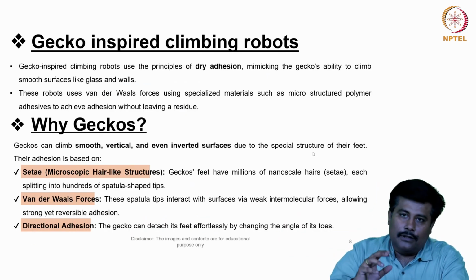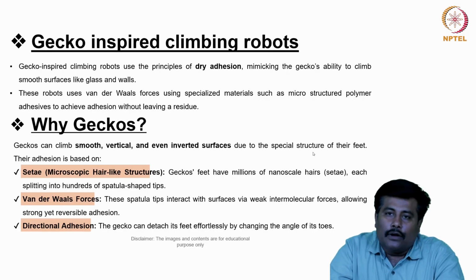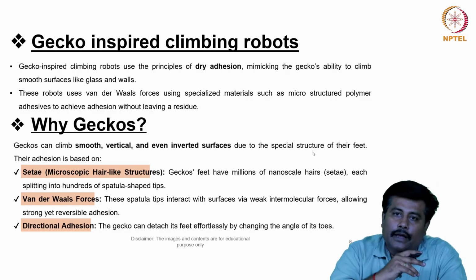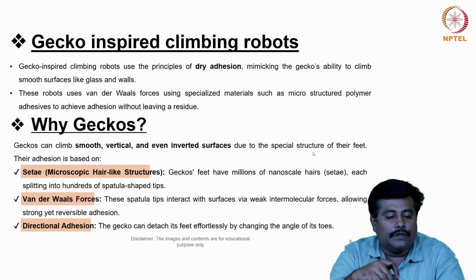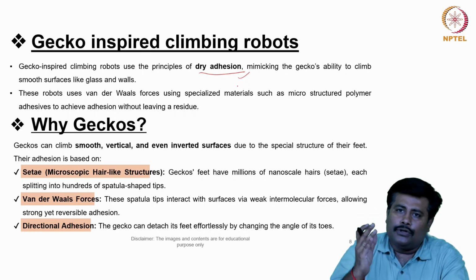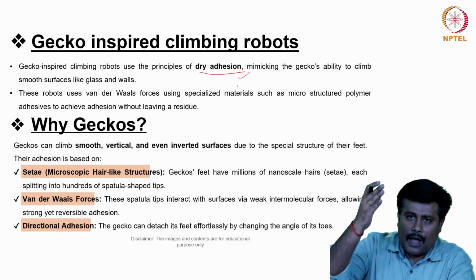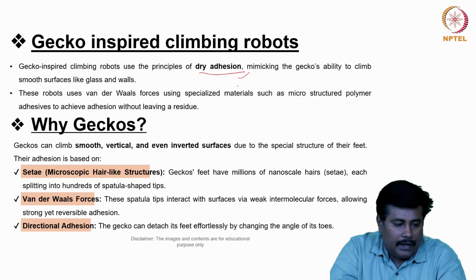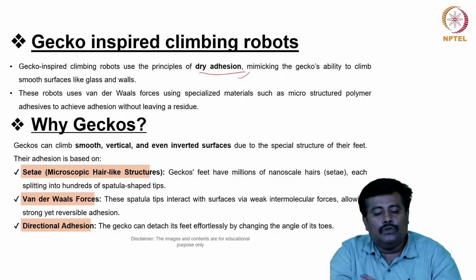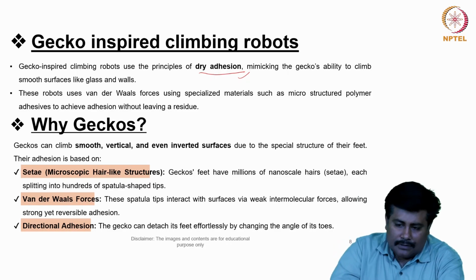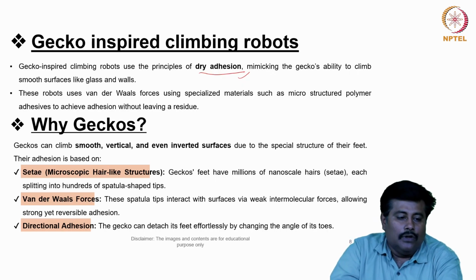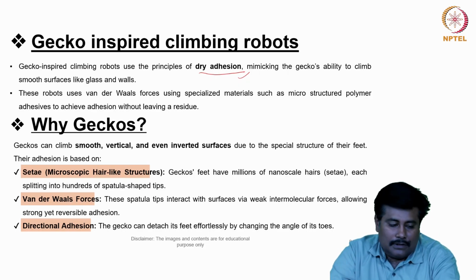These gecko-inspired climbing robots use the principle of dry adhesion, mimicking the gecko's ability to climb smooth surfaces like glass and walls. Of course, dry adhesion helps them walk or climb glass or slippery surfaces without any issue. These robots ideally use van der Waals forces with specialized materials such as microstructured polymer adhesives to achieve adhesion without leaving residue. This is one advantage of using this system.